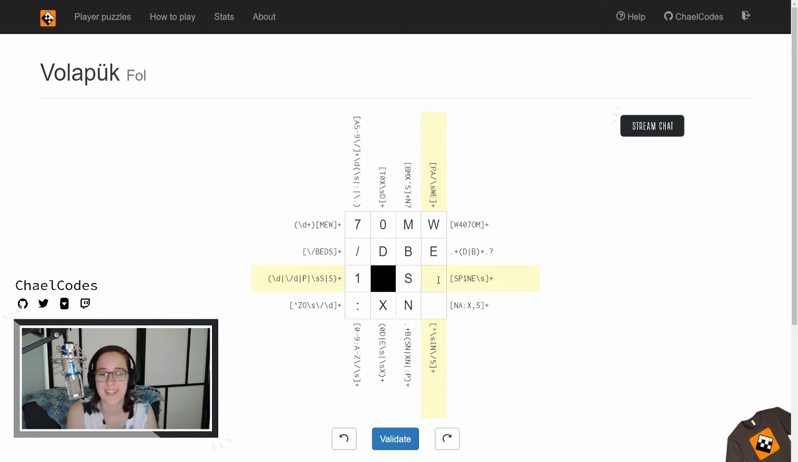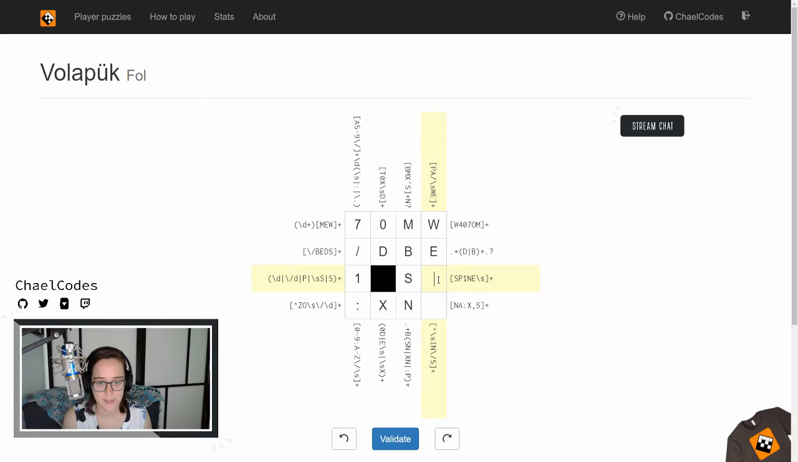Let's look at this one. All right. So in my right regex pattern, I have spine with a one and a space at the end. In my top regex pattern, the things that match against that are E and space. In my left regex pattern, ooh, this is complicated. Let me take this again.